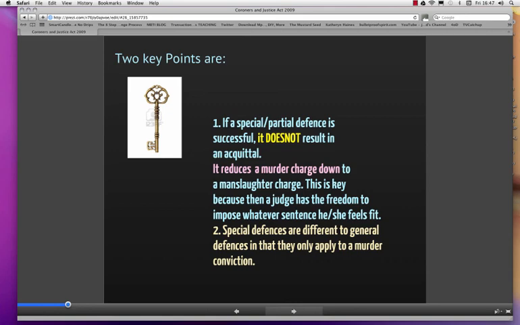So it reduces a murder charge down to a manslaughter charge. If it didn't, and it didn't reduce the charge down and it remained a murder charge, then we'd be faced with a mandatory life sentence. And then the second key point is that special defences are different to general defences in that they only apply to a murder conviction. Okay, so both those points are two key points.